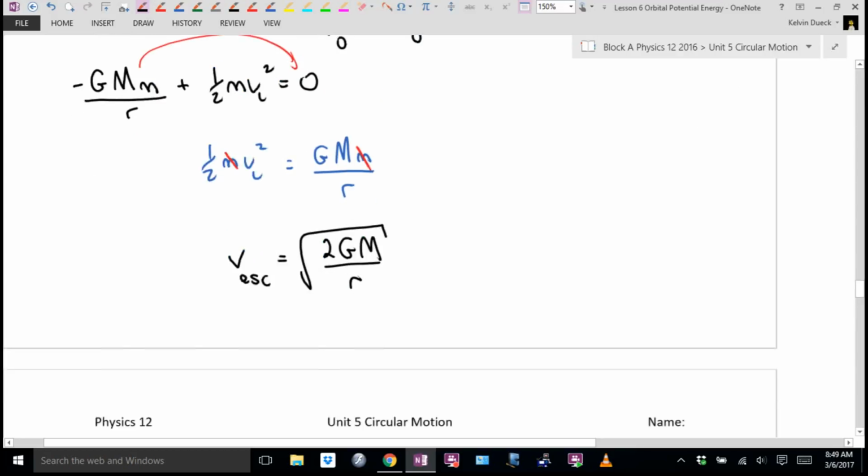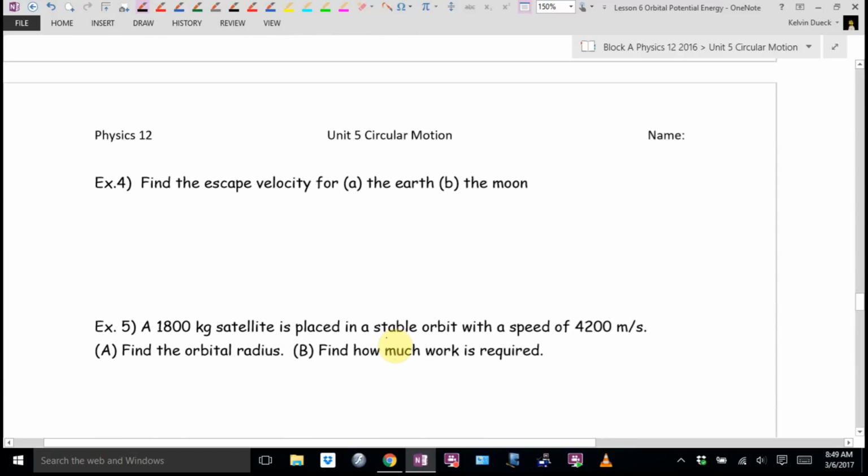Hey, what's escape velocity of Earth? Hey, what's escape velocity for the moon? Let's draw a little line down the middle. Here's A, here's B. So, escape velocity is the square root of 2 big G, big M over R.